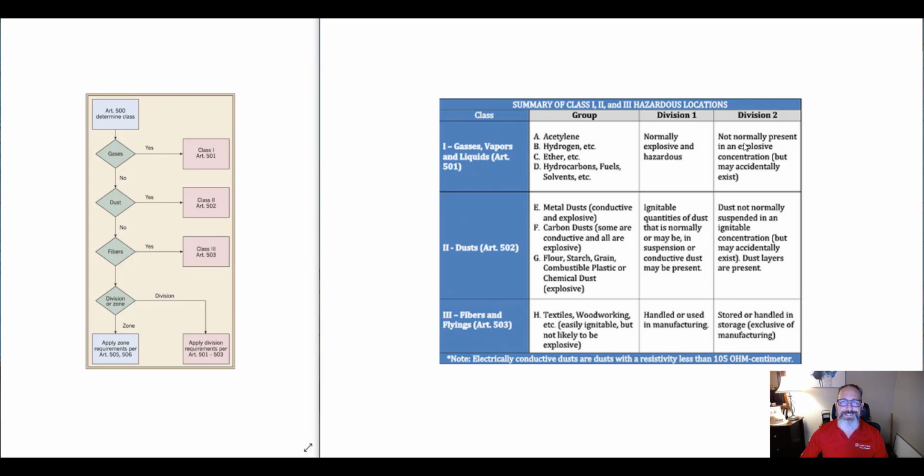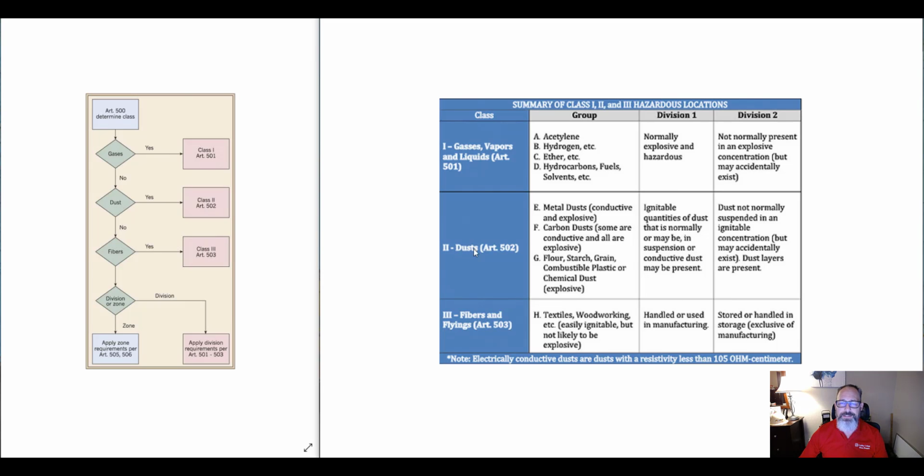And Division 2 is not normally present in an explosive concentration, but accidentally may exist. I've got a couple illustrations in the book we're going to go to, and we'll dig into this a little bit more so you can understand the difference between Division 1 and Division 2.